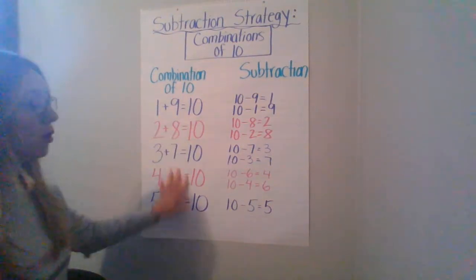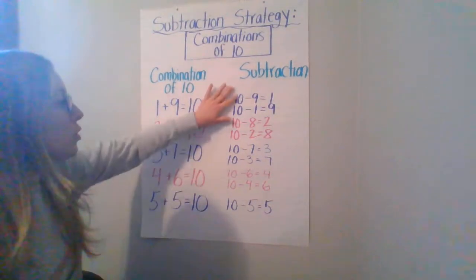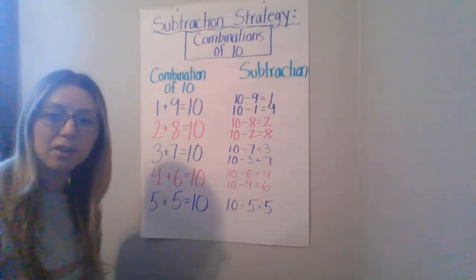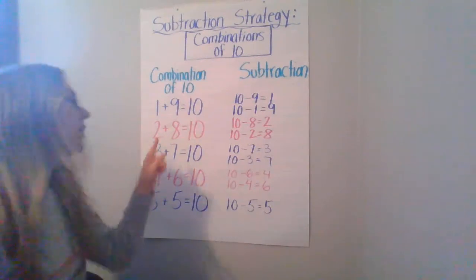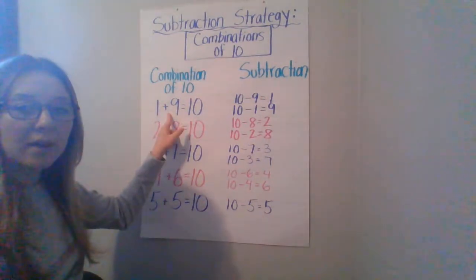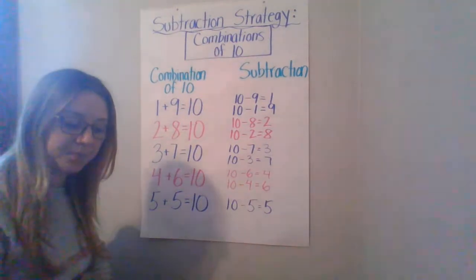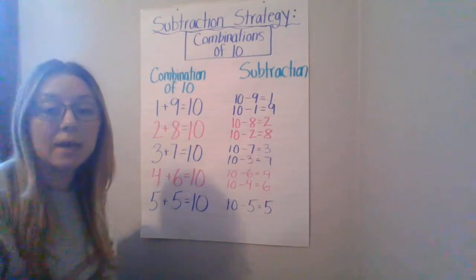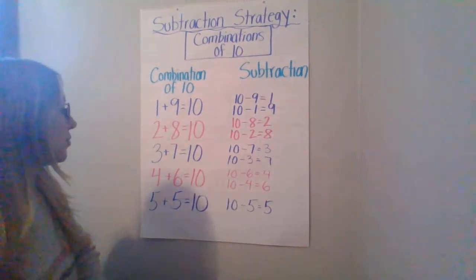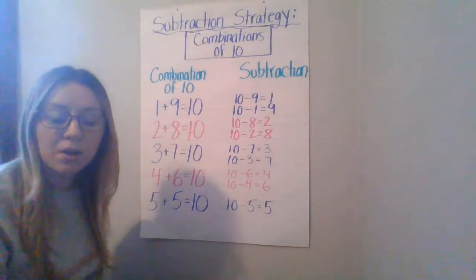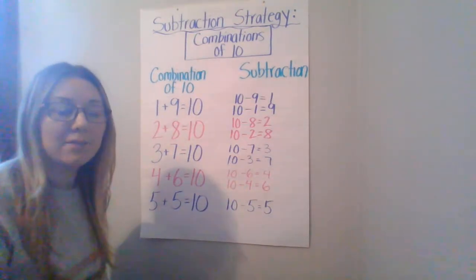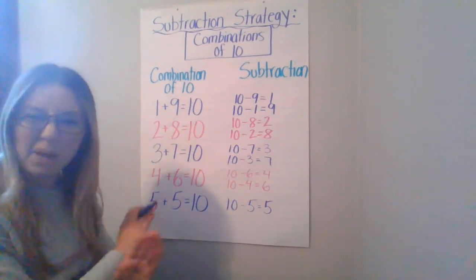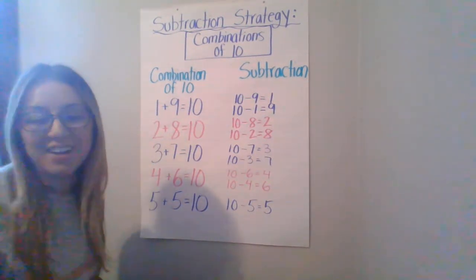Okay, so if you know the combinations that equal 10, you know every subtraction problem that starts with a 10, that we are taking away from 10. You just have to think of that addition problem that goes with it and say, oh, 10 minus 9. Well, I know that 1 and 9 make 10, so 10 minus 9 must be 1. Okay, if you have 10 minus 3, well, I know 3 and 7 make 10, so 10 minus 3 must be 7. It's kind of like the opposite. Go backwards for subtraction. All right, good luck today.